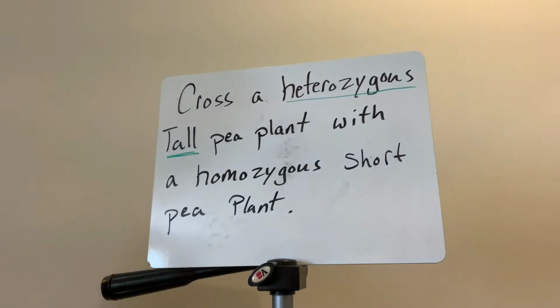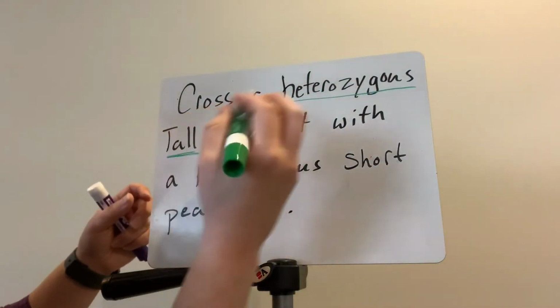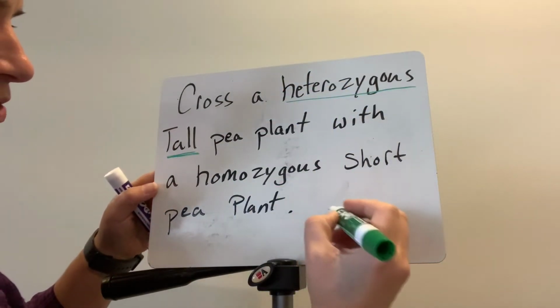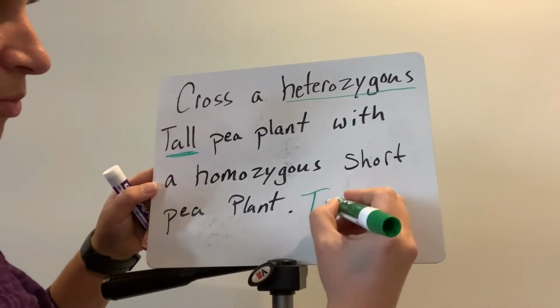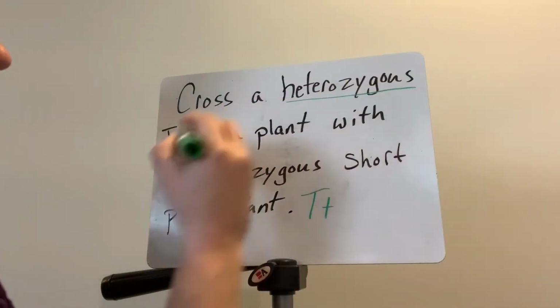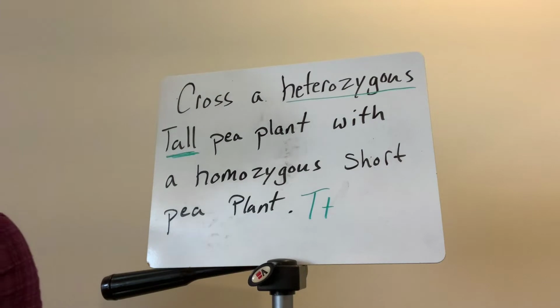So heterozygous, capital and lowercase letter, we're using tall as our phenotype so that we know that it's a tall pea plant. And to get our genotype, because it says heterozygous, we already know that it's going to be the mix between the two upper and lowercase letters. So this tall pea plant is going to be represented by a capital T and a lowercase t. Okay? So our heterozygous tall pea plant is represented by a capital T and a lowercase t.